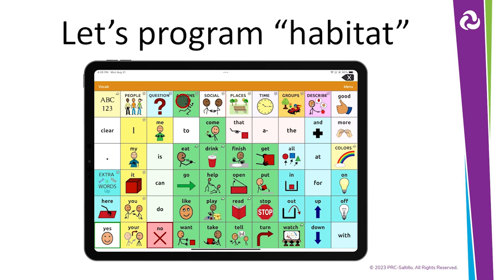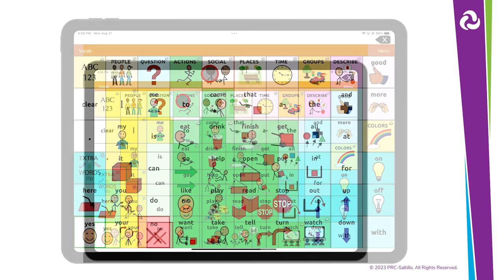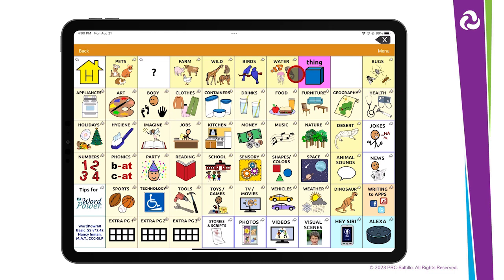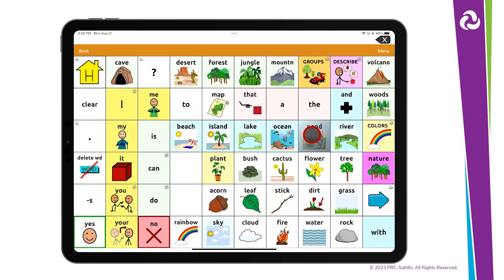to expand their vocabulary. Think about which category or word family the target word might belong to. Follow the organizational structure of your language system. For WordPower vocabulary files, we might program the word habitat within one of the categories within the groups pages. You could program habitat into the nature page, as this page has many places animals might live, as well as things found in a habitat.